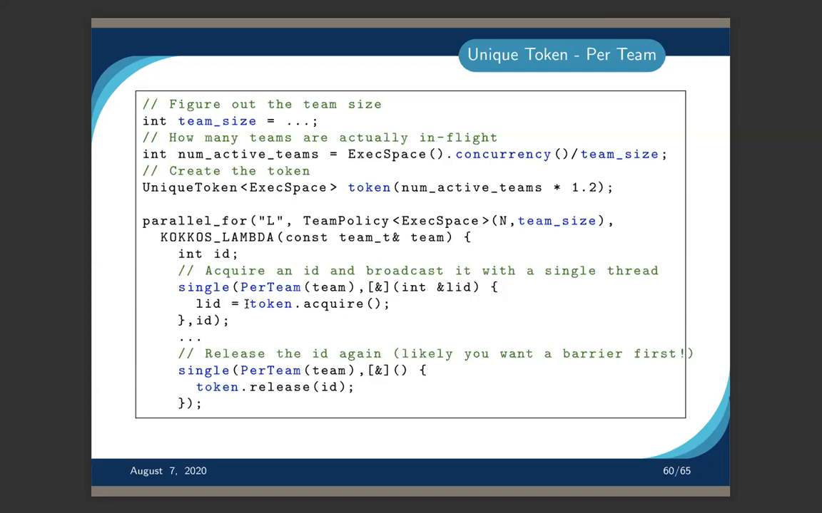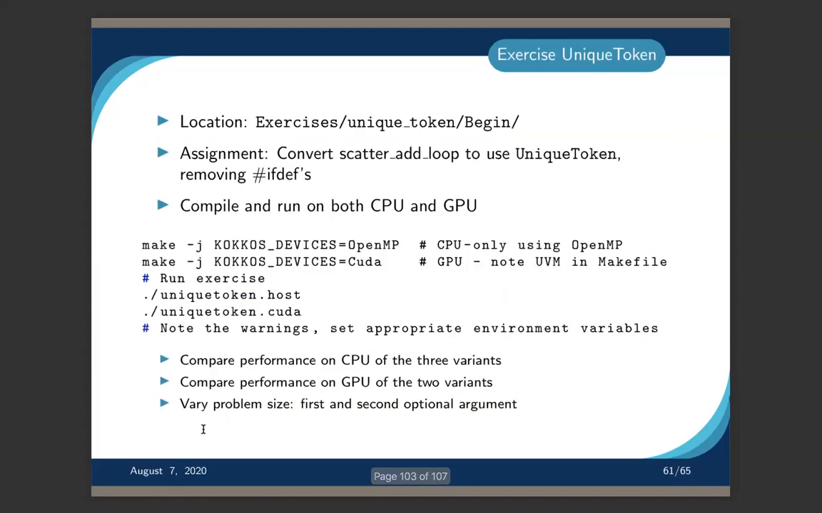So then in the kernel, you use that single pattern with a broadcast, right? One member of the team will acquire the ID and then broadcast it to everybody. And after you are done using it, you release it again in a single pattern. There's an exercise for that.